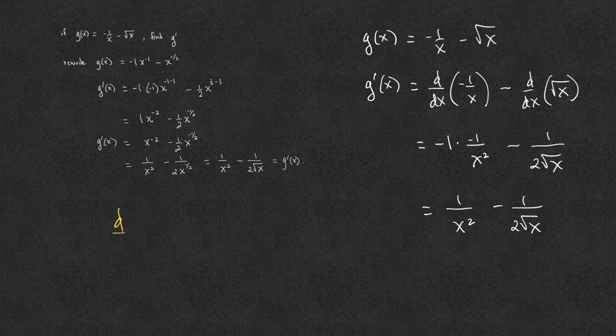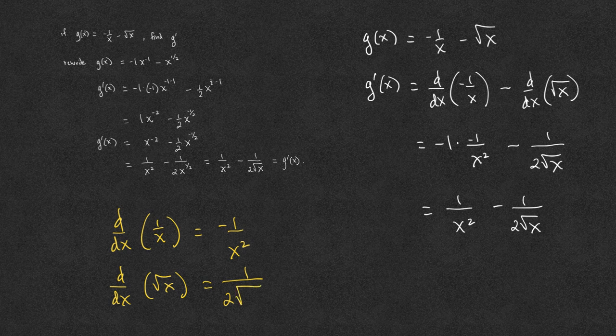The derivative of 1 over x with respect to x is negative 1 over x squared. We will see this often, so it is worth it to remember this. Also, the derivative of the square root of x with respect to x is always 1 over 2 times the square root of x, where 2 times the square root of x is in the denominator.